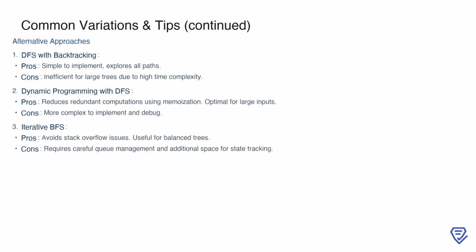Finally, iterative BFS is another approach. It avoids stack overflow issues that can arise with recursion, making it suitable for balanced trees. However, it requires careful queue management and additional space to track the state of each node. Understanding these approaches allows you to choose the best one based on the problem constraints and input size.